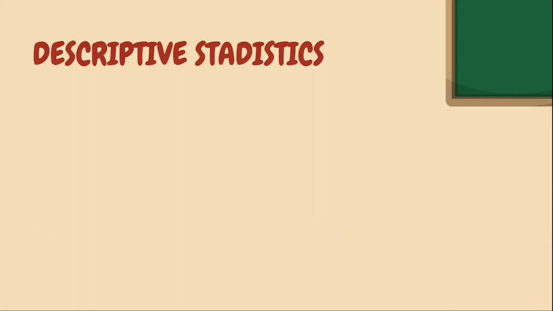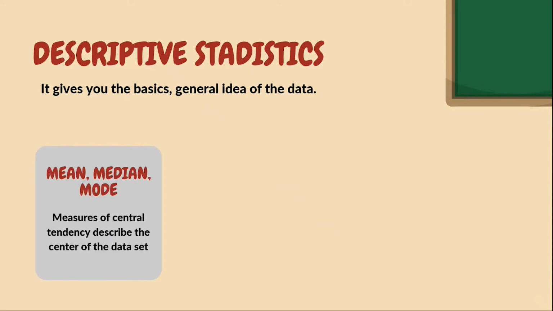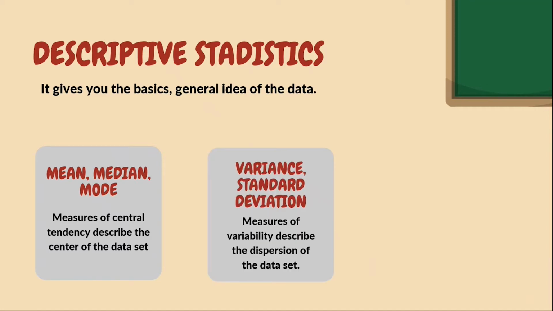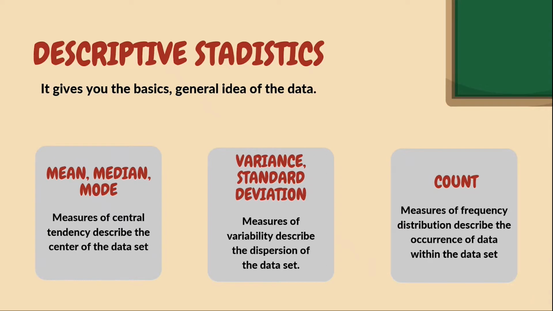Descriptive statistics gives you the basic, general idea of the data. We have the mean, the median, and the mode. Measures of central tendency describe the center of the dataset. We have the variance and standard deviation. Measures of variability describe the dispersion of the dataset. And we have count. Measures of frequency distribution describe the occurrence of data within the dataset.